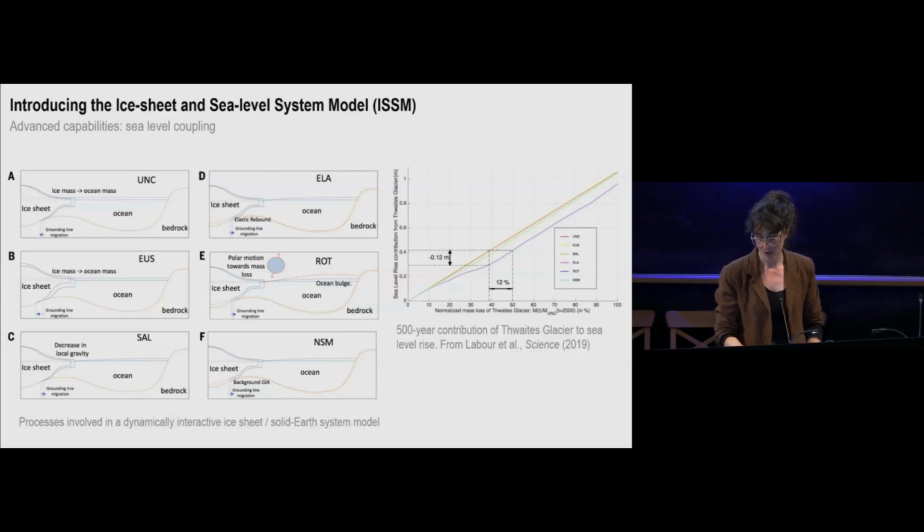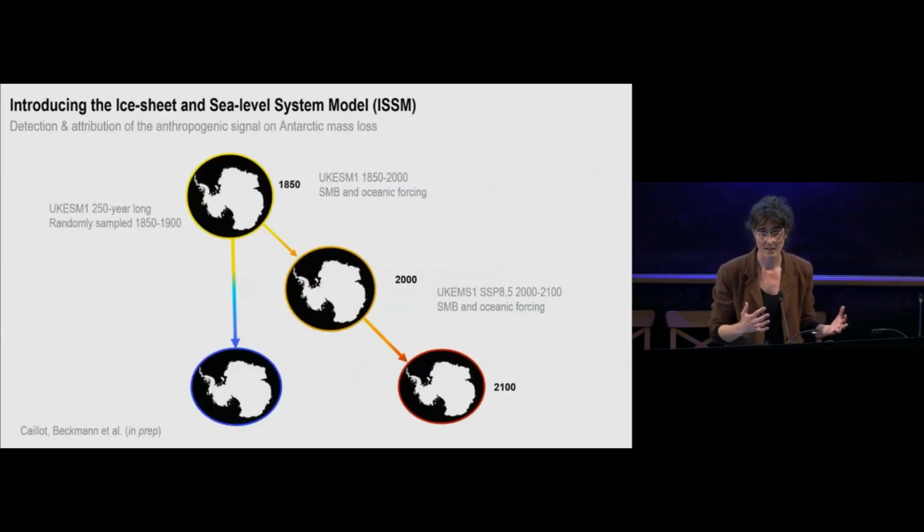But importantly, what we find when we incorporate these solid earth feedbacks is that they actually, as a whole, are a negative feedback on ice mass loss and can reduce estimates of sea level rise from the Thwaites sector or Amundsen Sea sector by 10 to 15%.